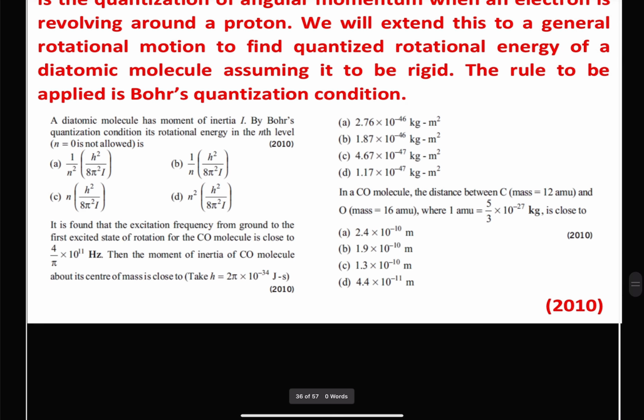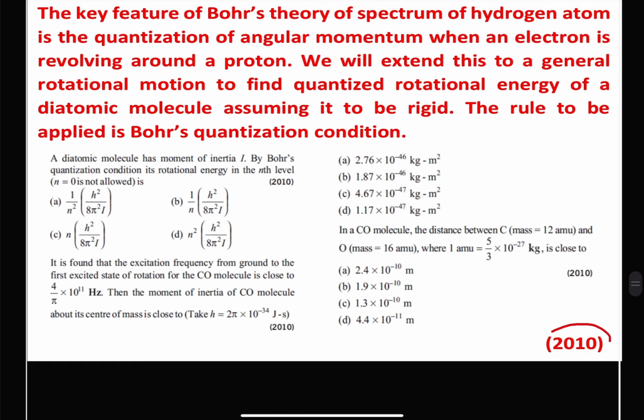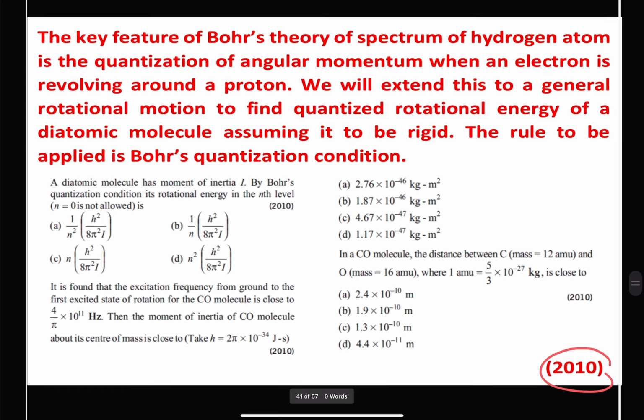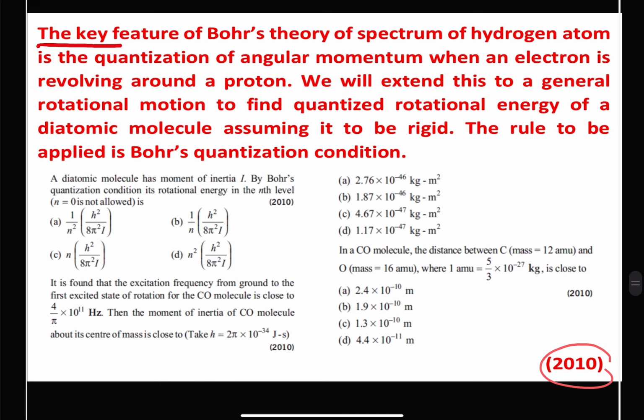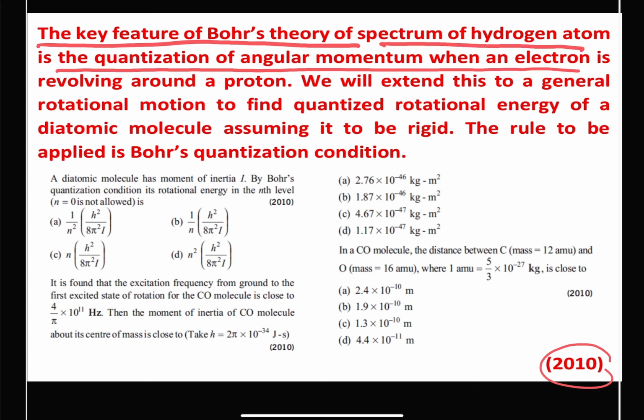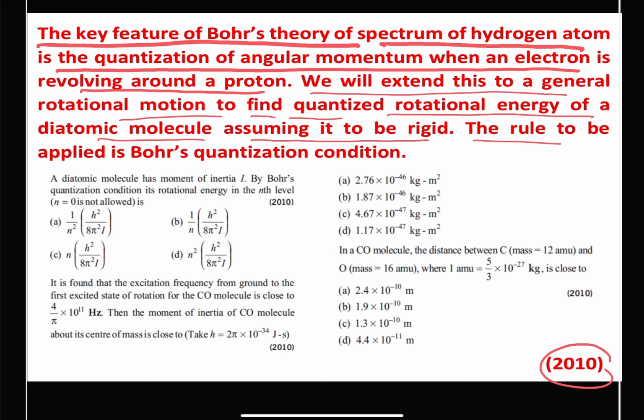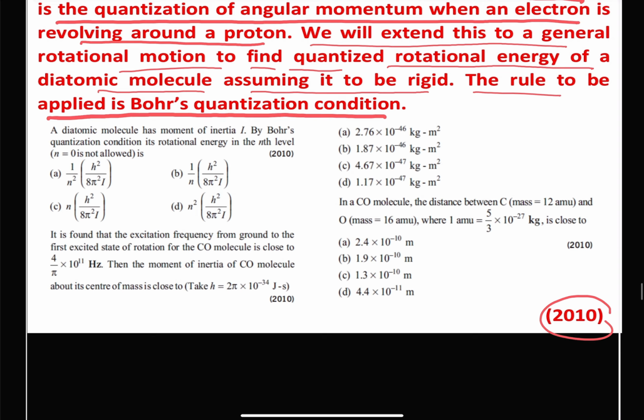It was asked in the year 2010, and it is also passage based. It states that the key feature of Bohr's theory of spectrum of hydrogen atom is the quantization of the angular momentum when an electron is revolving around a proton. We will extend this to a general rotational motion to find quantized rotational energy of a diatomic molecule, assuming it to be rigid. The rule to be applied is Bohr quantization condition. So based on this, we have 3 questions.